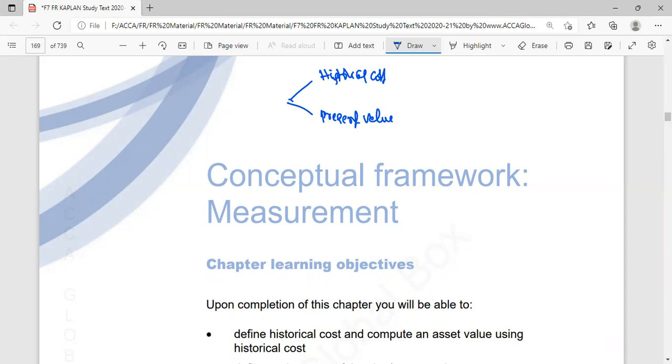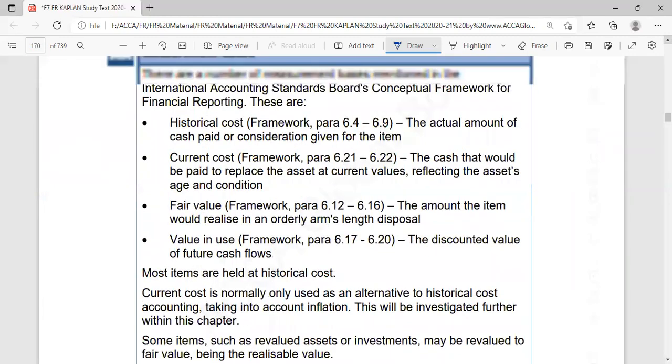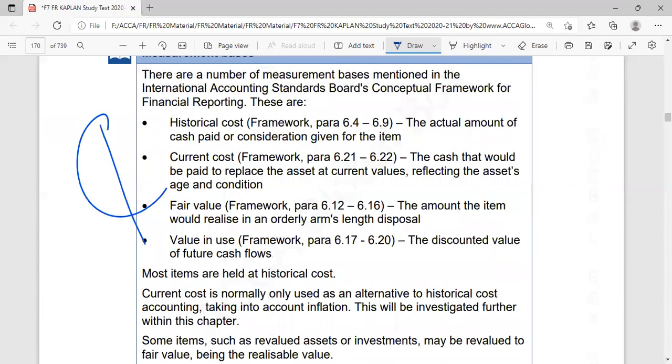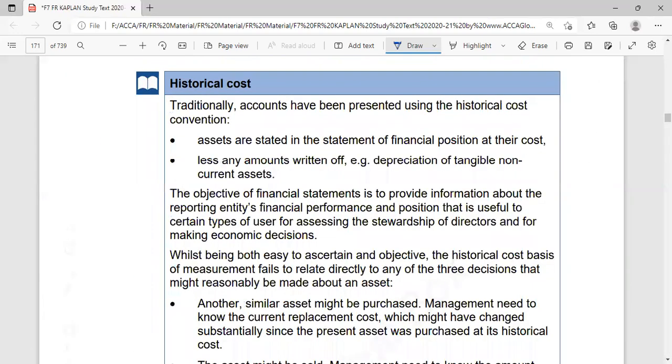In the case of current values, we may have realizable value, current cost or replacement cost, and another one is value in use. So there are four valuation bases: historical cost, current cost, fair value, and value in use, which is nothing but present value. So what is meant by historical cost, sir?